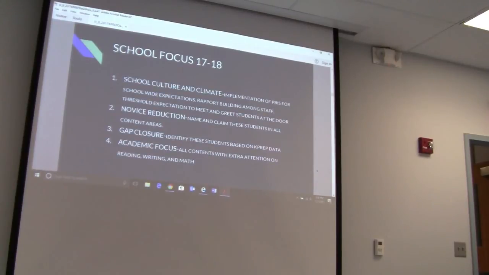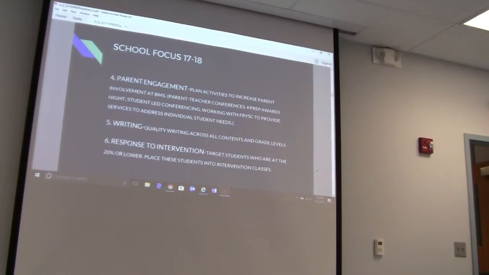Novice reduction, one of the main things that I wanted our staff to really focus on now, is name and claim these students in all content areas, not just seeing a number like I showed you, but actually knowing Rodney Morrison is a novice in this area and he needs assistance, and this is what we're going to do for him, and coming up with an individual plan for those students as well. Gap closure, as I explained earlier, is another one. Identify these students based on KPREP data. And then our academic focus is all content, but with additional attention on reading, writing, and math, because that was our 3 points that we really needed to improve on.